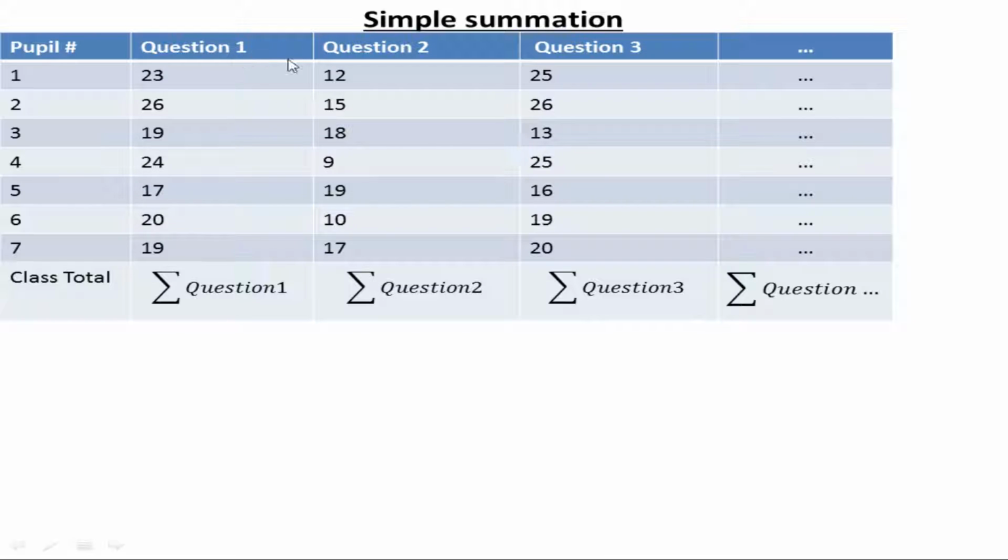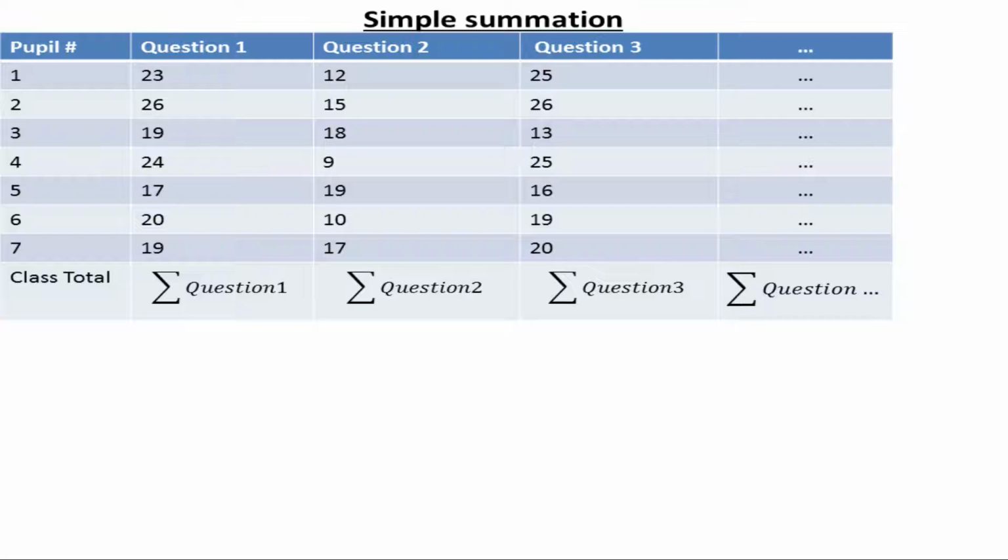Well, it's the sum of question 1, so all this data in question 1. For question 2 it's the same thing, just for all the data in question 2. Looks like pupil 4 didn't do so well on this one. Although I inputted the data, it was random-ish.